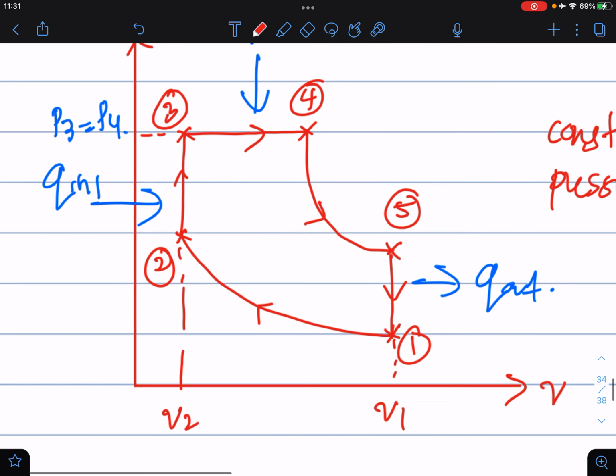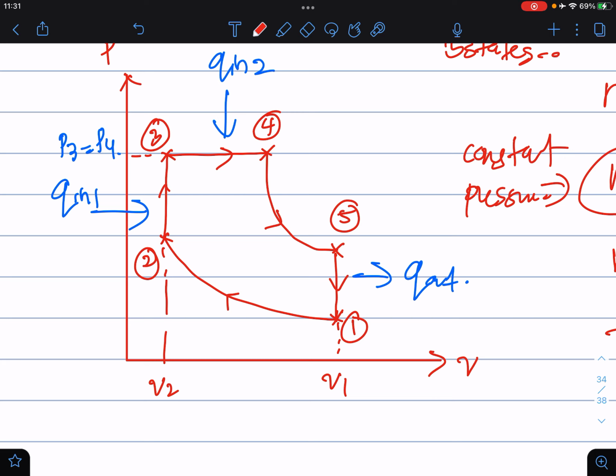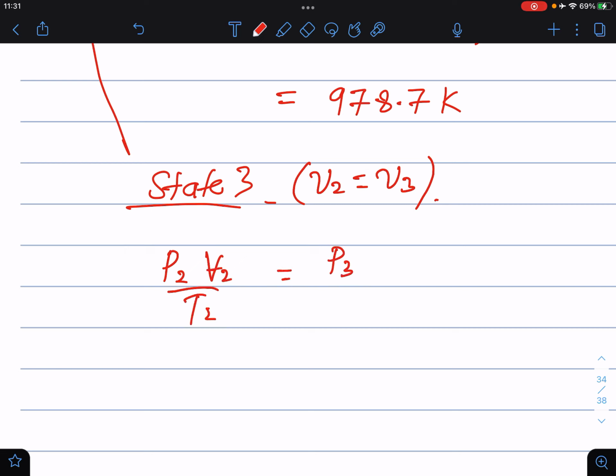So if you confused or you forgot, you can look back at your diagram. 2 to 3 is a constant volume process. Okay, so V2 equal to V3 during this process. So if you know that there is an isochoric, you can use back the equation from 2 to 3. Don't ever use the isentropic process for this 2 to 3 because it is wrong.